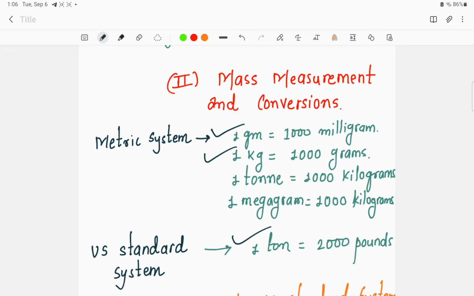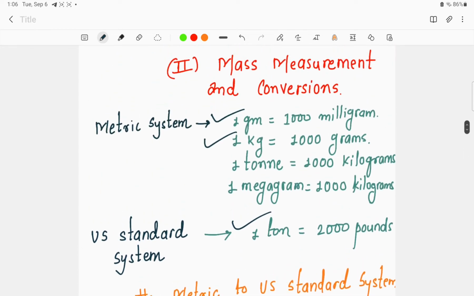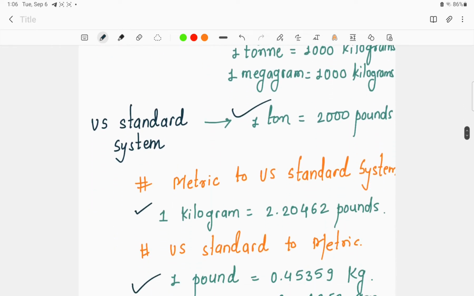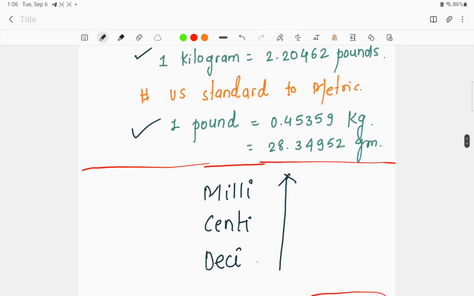These two conversions are important, and 1 ton is equivalent to 2000 pounds, right? Do screenshot this one again. Now, metric to US standard system and US standard to metric system, that is something you just have to go through once or twice. Do not try to memorize it. This is more than enough.